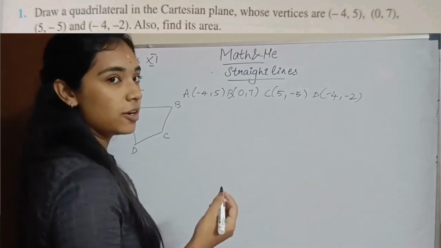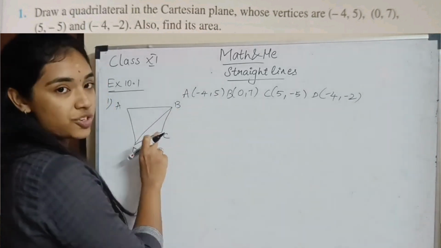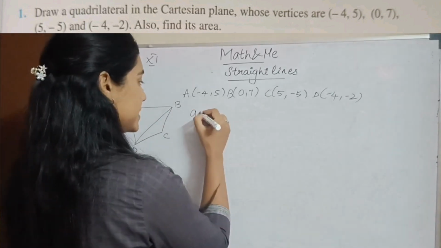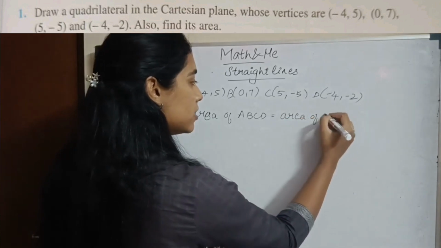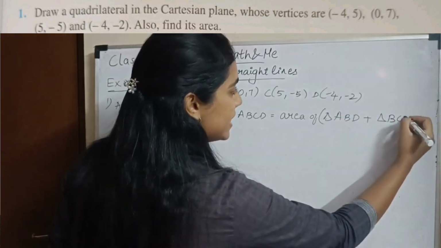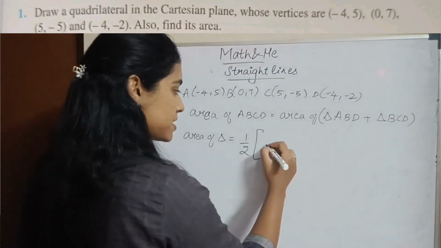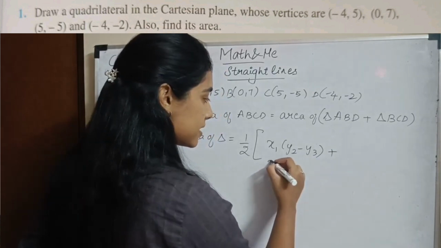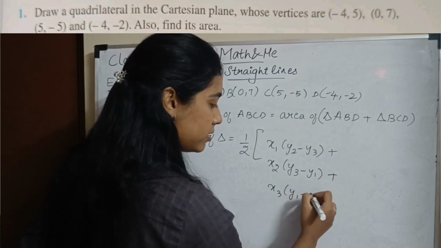They are asking you to find the area of this quadrilateral. But what do we know? We only know area of a triangle using the coordinates, right? So what do we do? We split the quadrilateral into two triangles. We find the area of triangle ABD and we find the area of triangle BCD and add them both. So basically, area of quadrilateral ABCD is nothing but area of triangle ABD plus triangle BCD. We use the formula area of triangle equals half times x1 times (y2 minus y3) plus x2 times (y3 minus y1) plus x3 times (y1 minus y2).